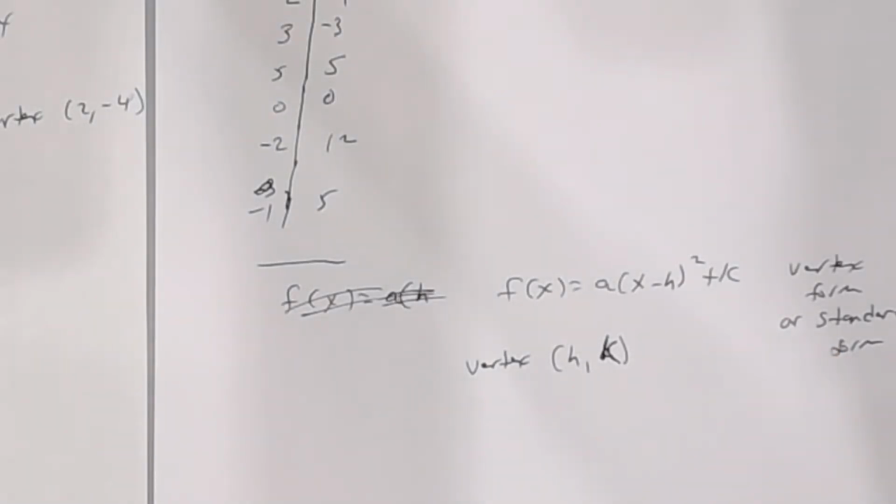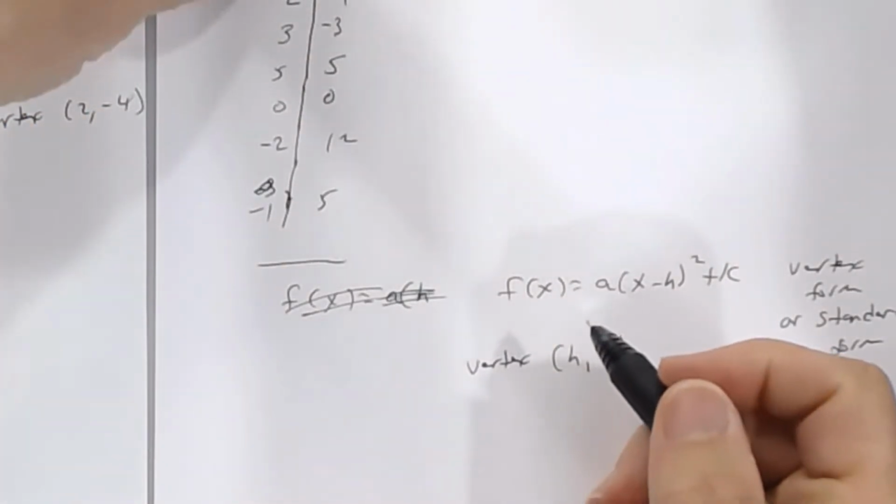Your vertex is h comma k. Whatever h is, that's the x-coordinate of the vertex. Whatever k is, that's the y-coordinate of the vertex. So let's look at this then. I'm going to write a bunch of functions there. You may want to leave some space. We're going to come back and add to it.